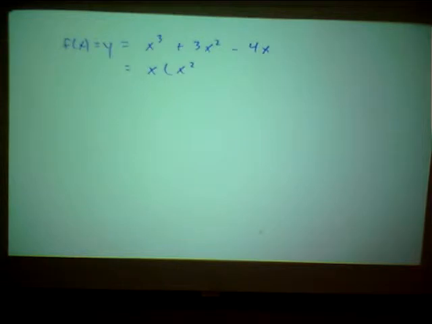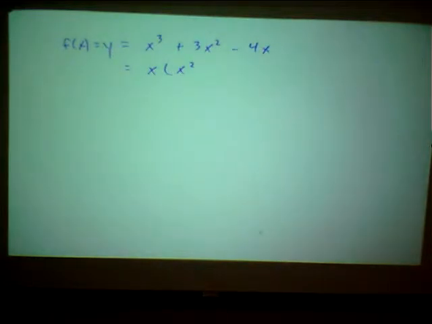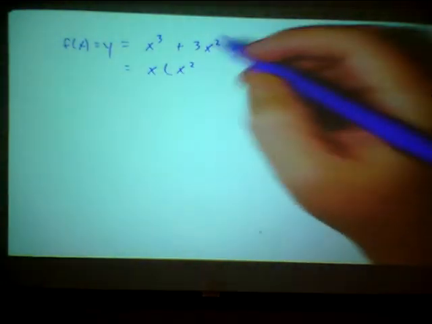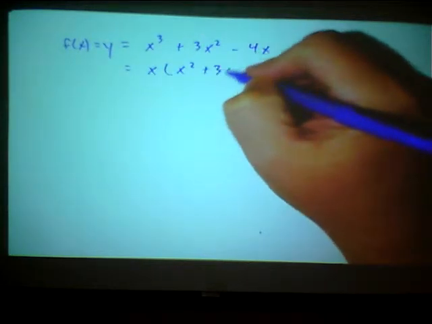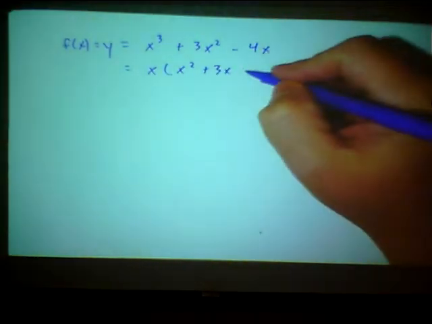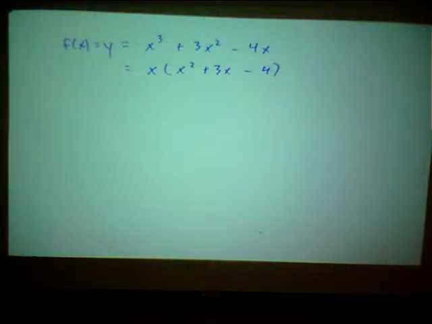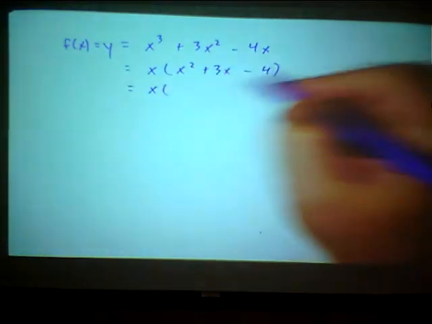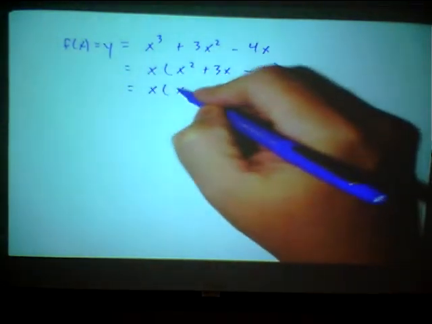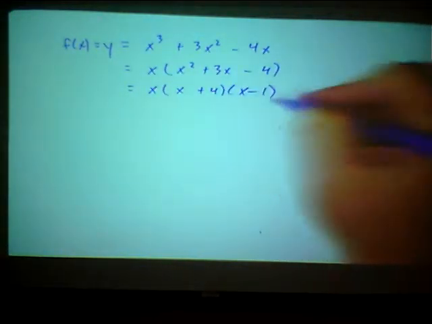Oh, you know what? I'm sorry, I'm doing the wrong problem. Well, let's just go ahead and do this one just for practice. That's okay. Let's just finish this. Okay, plus 3x minus 4. And then inside the parentheses, I have a trinomial, which factors into x plus 4 times x minus 1.